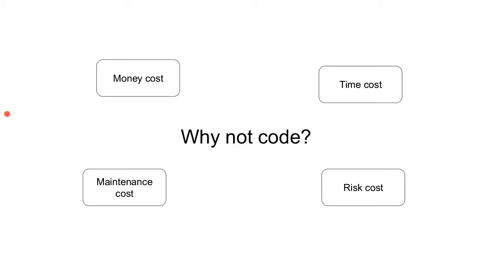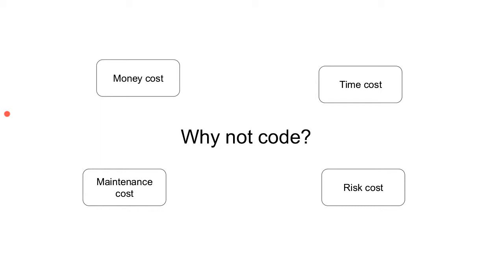So the money cost is simply how much you have to pay for the developers. Time cost, well, this is the time that you could have delivered your product or your course, or started getting user feedback, validation, sales. That's the time cost, and that's significant, I think, with development.